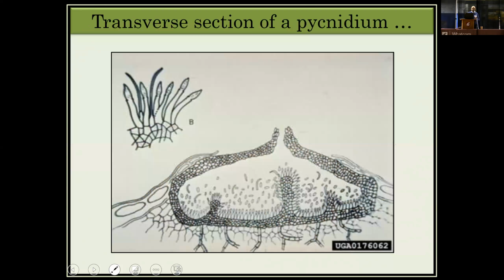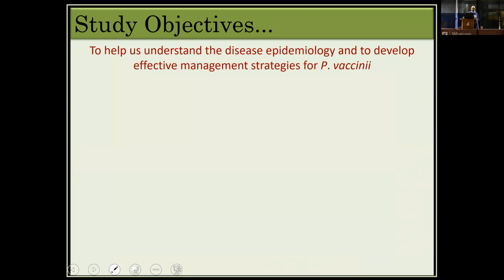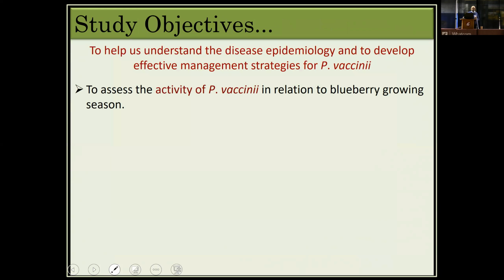In this diagram, the pycnidium is an enclosed body, and if you cut across, you can see the spores inside. This is what we call the ostiole, the opening of the structure, and spores are released through this area. This is what happens in nature. So the objective is to understand the Phomopsis activity in relation to the season. What is the best or peak time when the pathogen is very active in the field?